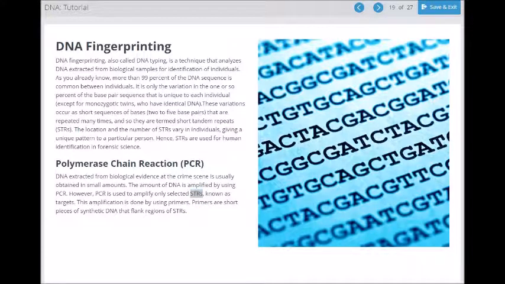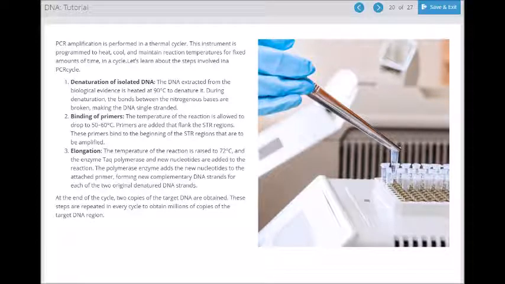Pause. Now, again, here's a process. To do something in PCR, you have to do it in what's called a thermal cycler. And this instrument's programmed to heat, cool, and the heating and the cooling, and the heating and the cooling, it starts making copies of all these STR regions. And they heat and cool, heat and cool, until they become elongated, okay?